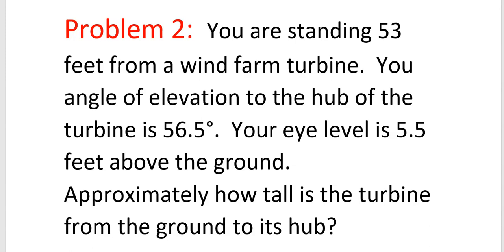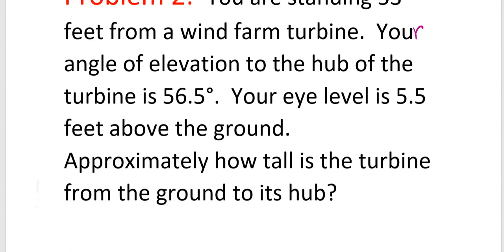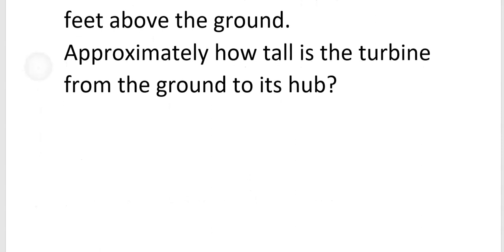You are standing 53 feet from a wind farm turbine. Your angle of elevation to the hub of the turbine is 56.5 degrees. Your eye level is 5.5 feet above the ground. Approximately how tall is the turbine from the ground to its hub? So now I'm going to have to look at my numbers again. First of all, when a picture is given, it's easier. When it isn't, you have to draw one. So how do you put all of that into a drawing of some sort?